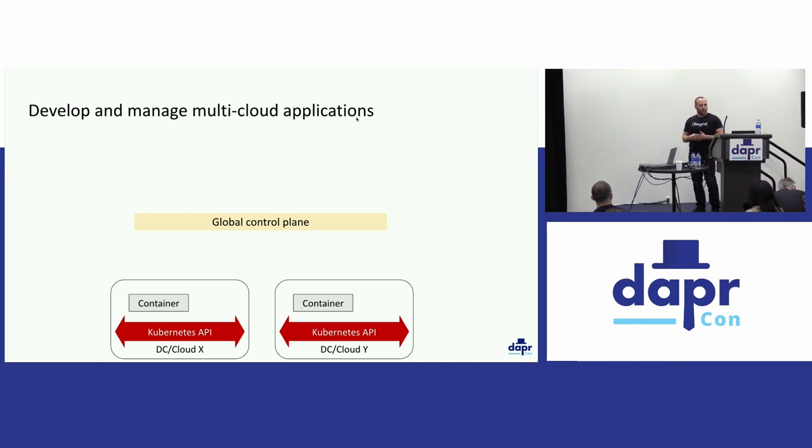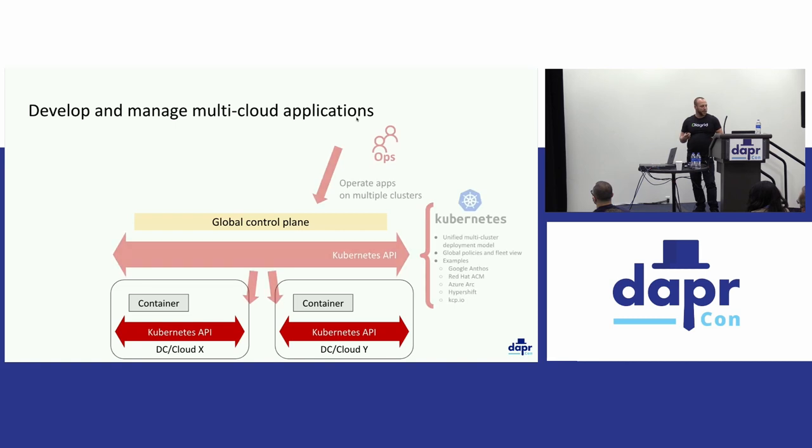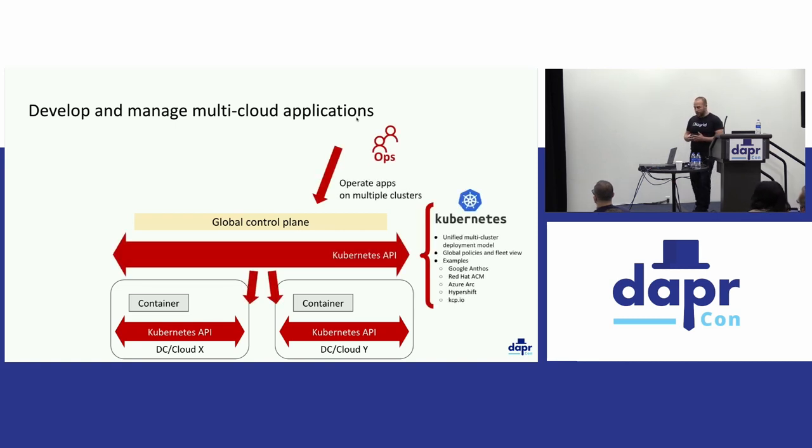And typically there would be a global control plane where you can deploy applications, and again we see the Kubernetes API used in this scenario. So projects such as Google Anthos, Red Hat Advanced Cluster Management, Azure Arc, even Hypershift, KCP, these are all projects that offer you the Kubernetes API as a global control plane that you can use to deploy your application on remote Kubernetes clusters. This way, you can use the same consistency and compliance practices to deploy applications on multiple remote clusters.